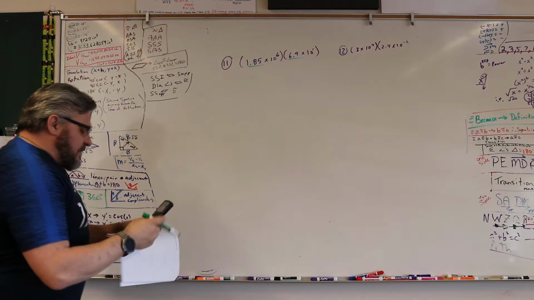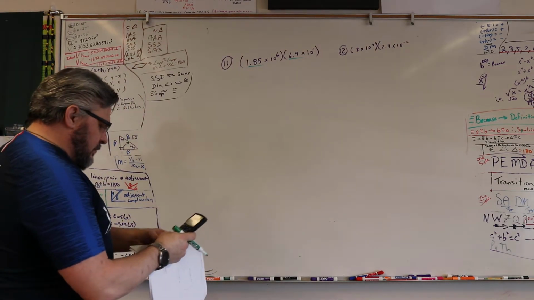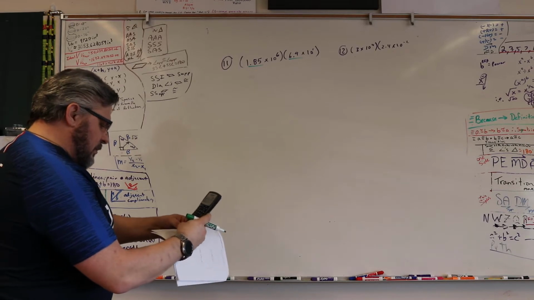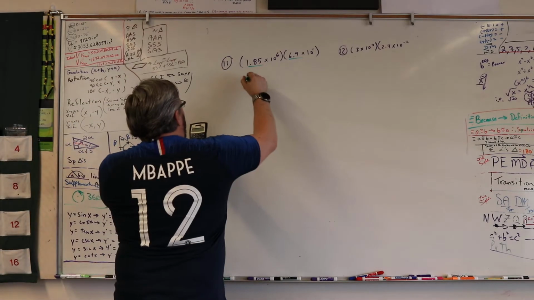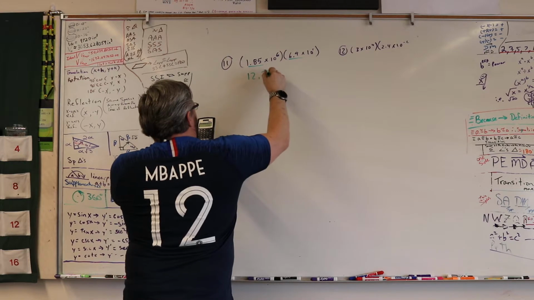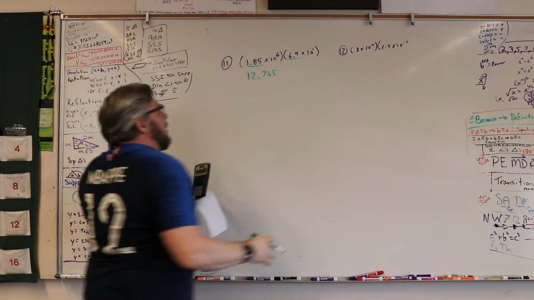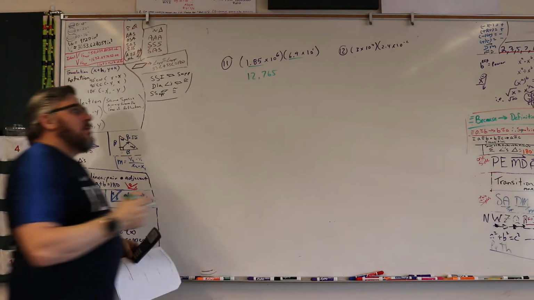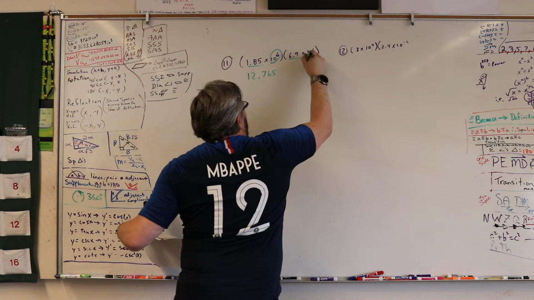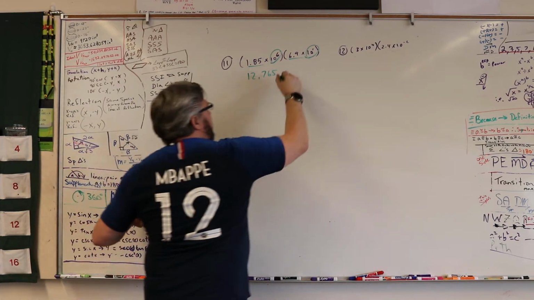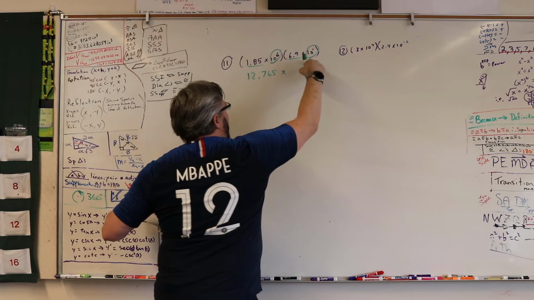1.85 times 6.9 is 12.765, okay? Now, when we're dealing with the times 10 to the power, right? We're dealing with these powers.